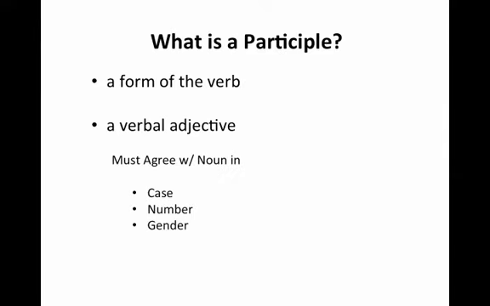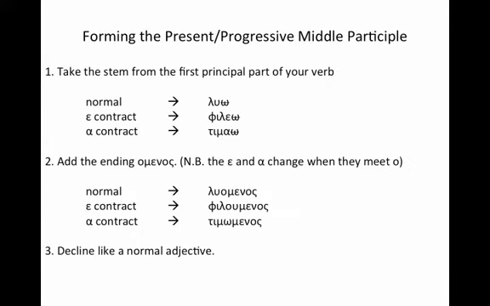First, what is a participle? Just like Latin, participle is a form of the verb. And just like Latin, it's a verbal adjective that must agree with the noun it modifies in case, number, and gender. And we're going to talk about how to do that in a second. But let's talk about forming it.